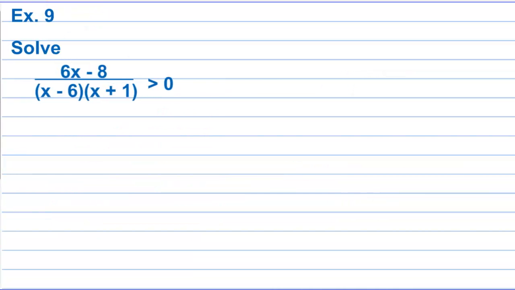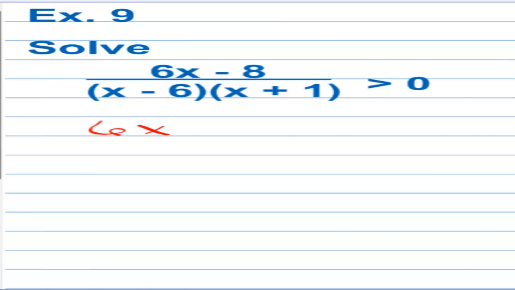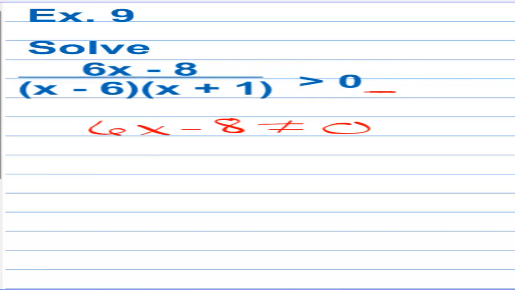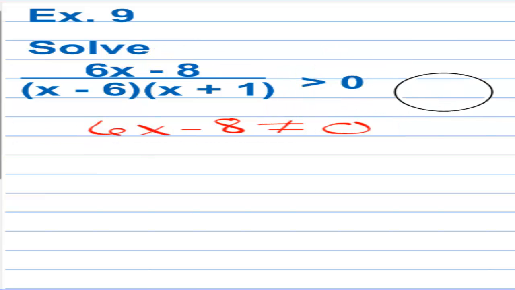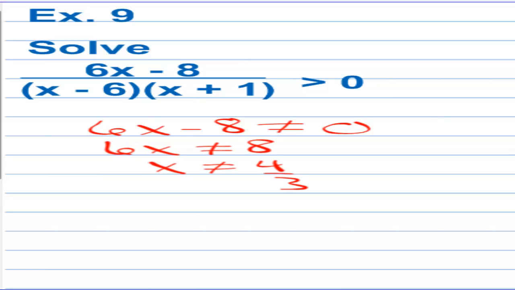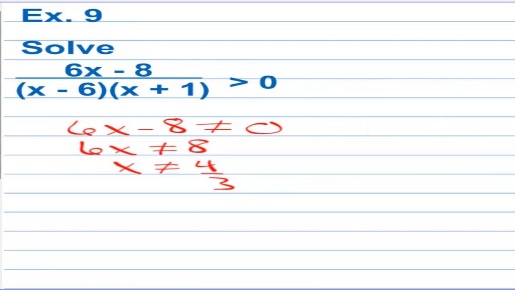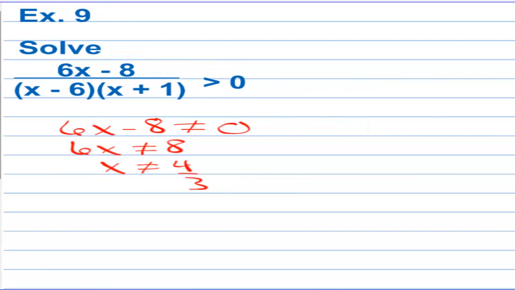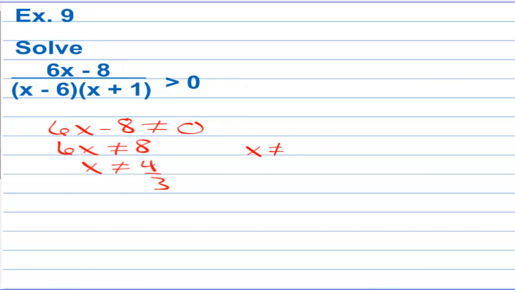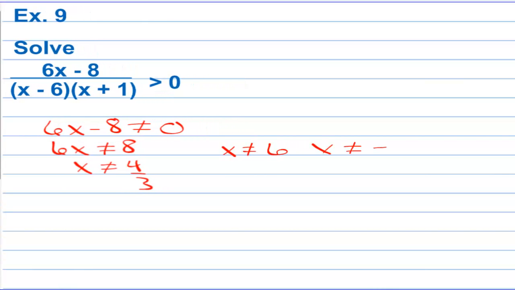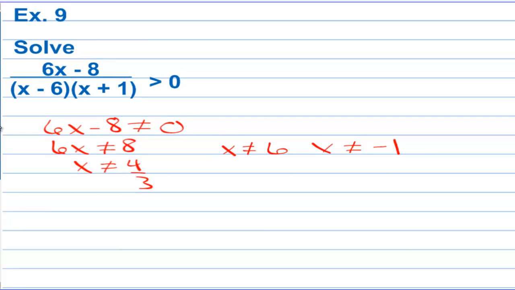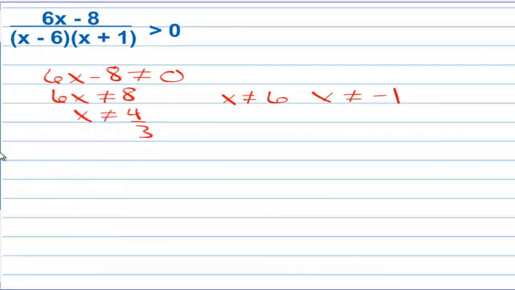Example 9, solve this one. Well, 6x minus 8 cannot equal 0 because we don't have the equal to part there. But this is where the function can change signs. So we still have to look at this value. So 6x cannot equal 8, x cannot equal 4 over 3, but we have to look at this value as a place where the function can change signs. Also, x cannot equal 6, and x cannot equal negative 1, but we're looking at those values also because the function can change signs over those.